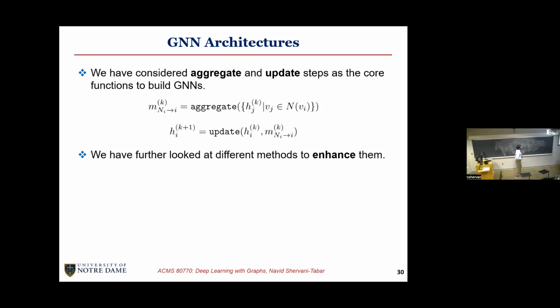So next, we looked at some methods to enhance our aggregation and update steps. For instance, we looked at improving the quality of our embeddings, overcoming over-smoothing, and so on and so forth. Adding fully connected layers before and after each embedding in order to come up with richer embeddings.